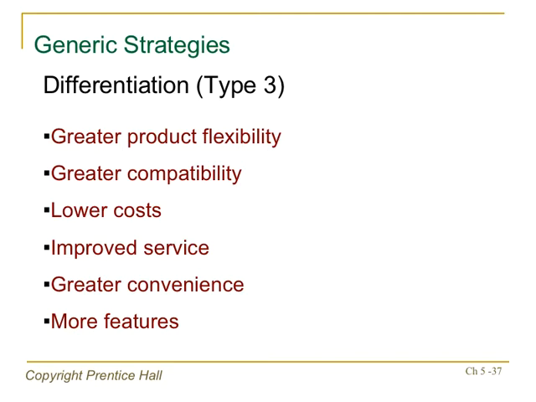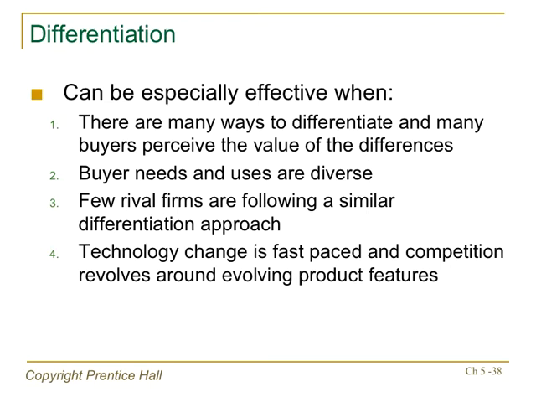But you all know what I'm talking about. So differentiation is important. As it says, few rival firms are following a similar differentiation approach. So you want to be unique. And it has a lot of technology in it. Technology allows you to make really significant and speedy improvements in differentiation.